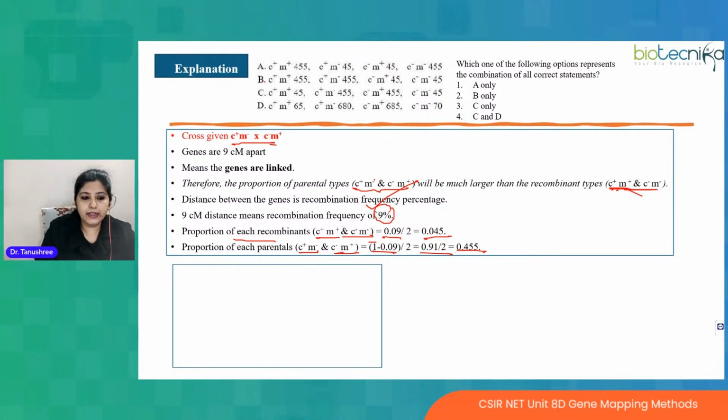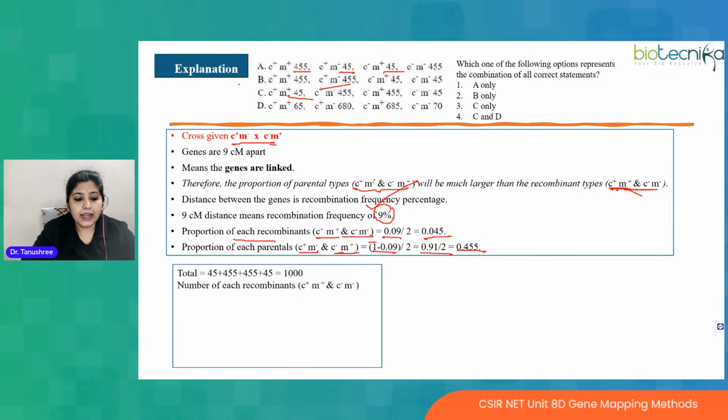Now we will analyze the data given. Okay, these 4 statements which are given: A, B, C, and D. If you see the data, in A, B, and C the values given are like 455, 45, 45, right? These values are given in all three, except D. So when you total them all, you will get 1000, right? Now you can calculate the number of parental and recombinants.